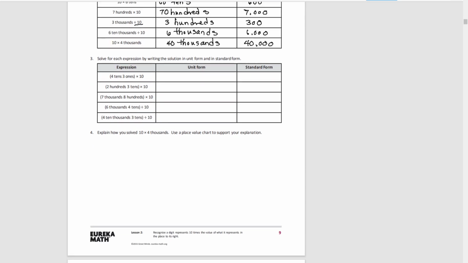Okay, moving on to number 3, we're going to do the same thing, except that this time we're starting with numbers that are written in mixed units. So we have 4 tens times 10, that would be 400s.